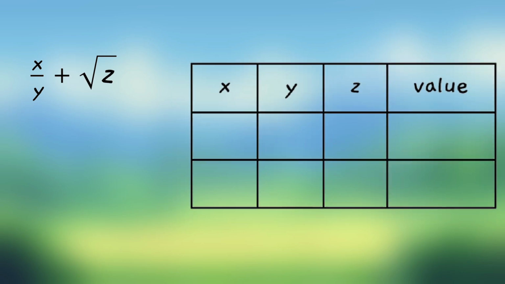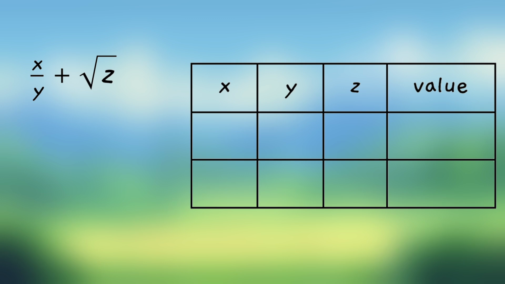Let's jump to the final example. x divided by y plus the square root of z. Here, we have three variables, x, y, and z, so we can pick any three numbers we want and then plug them into this expression. However, remember, we can't plug in 0 for y because we'd get division by 0. Once again, we're going to keep a table of our work, x, y, z, and what value we get.